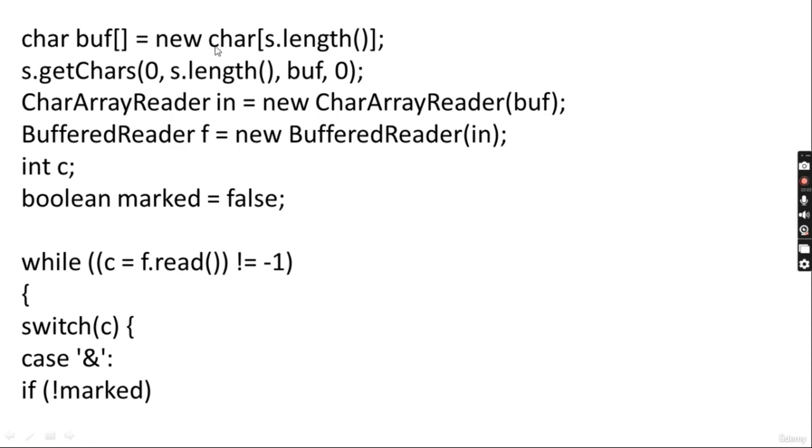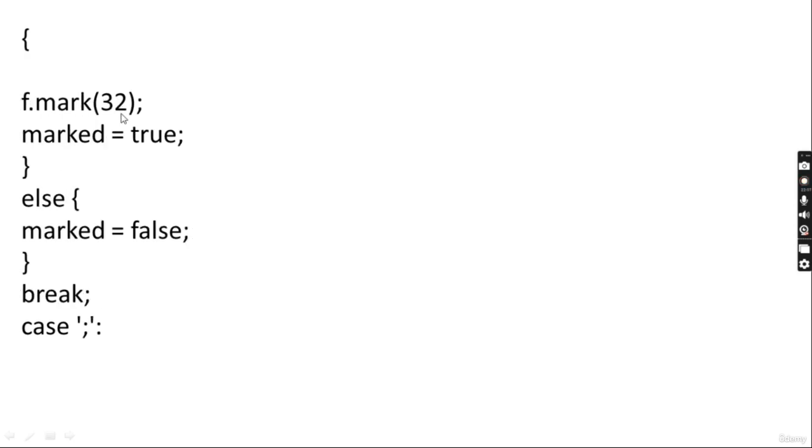Then a new character array buffer is created of this string's length. Then the characters are obtained, then a CharArrayReader object is created using this buffer, then a BufferedReader object is created. While c = f.read() is not equal to -1, that is, the end of the string is not encountered, switch on c. So each and every character will be checked. If it is an ampersand and not marked, f.mark(32) and mark is equal to true. Otherwise mark is equal to false.